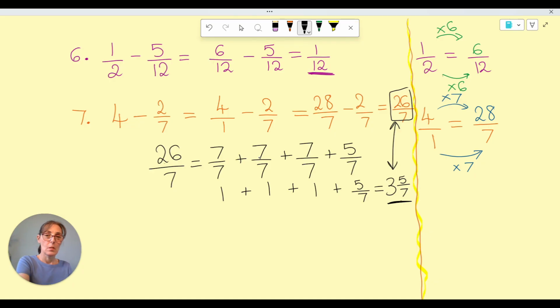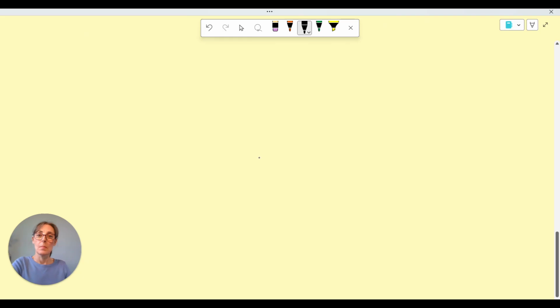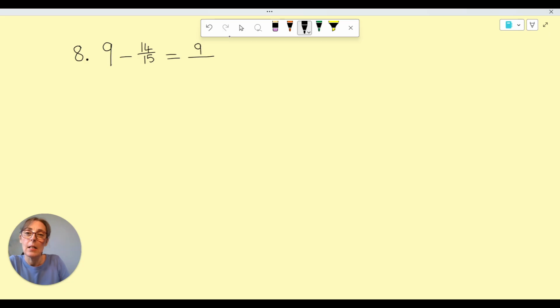And let's do one more. Make it clear. It's a bit curly. I haven't quite got the hang of doing those on this yet. Okay, 9 take away 14/15. That's how you'll probably see it. That's exactly the same as saying 9 wholes take away 14/15. No difference.